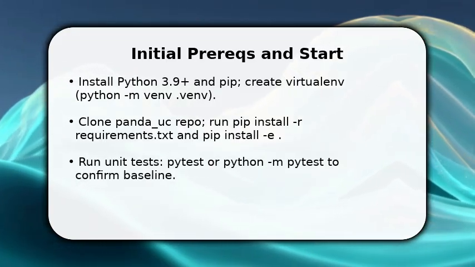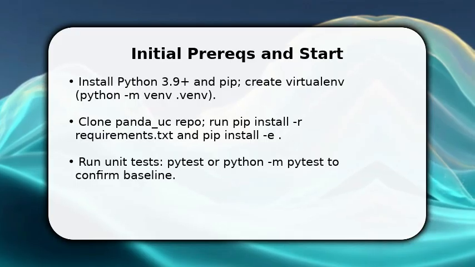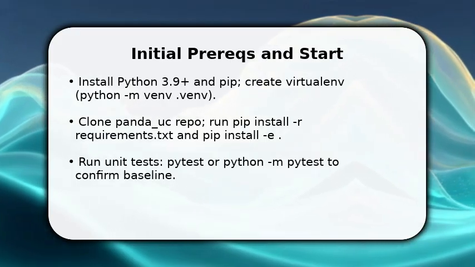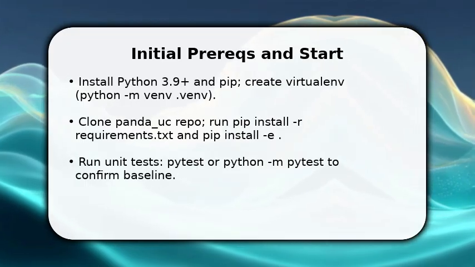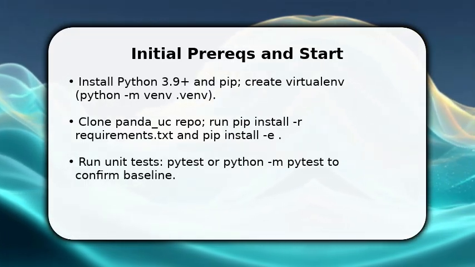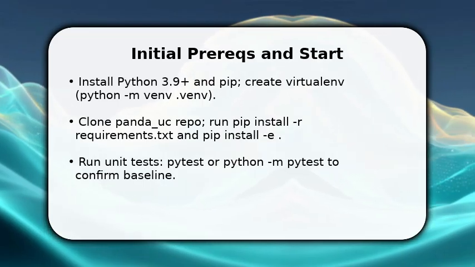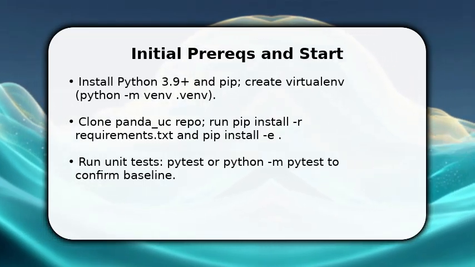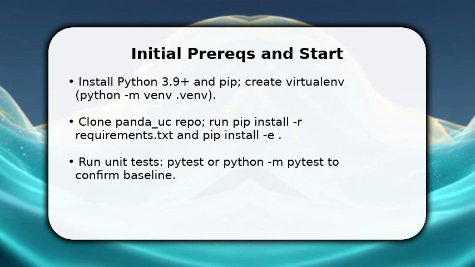Once done, run the test suite to verify the codebase is healthy and to catch version mismatches early. Make sure to note any failing tests and their tracebacks. Those indicate missing system libs or incompatible package versions that you must resolve before continuing.